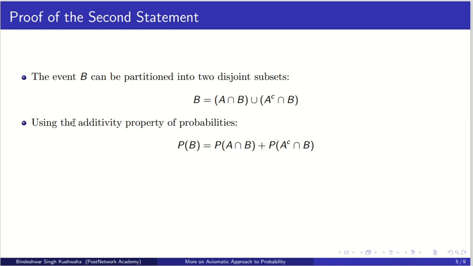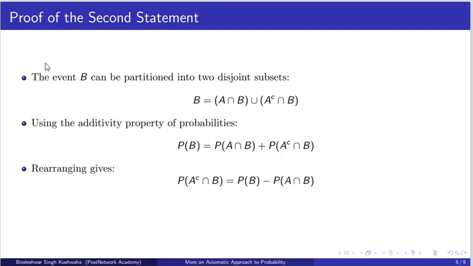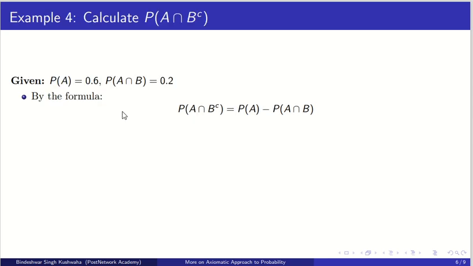So here, using the additive property of probabilities, P(B) is equal to P(A intersection B) plus P(A complement intersection B). Now just transfer or rearrange, you will get the formula. So these two are very important. Now let us see an example.